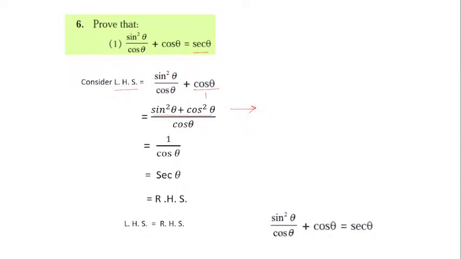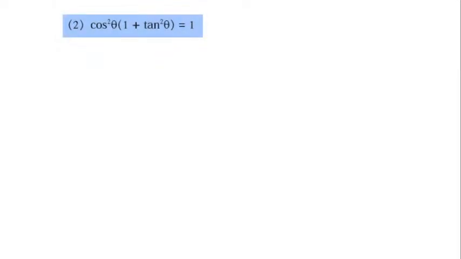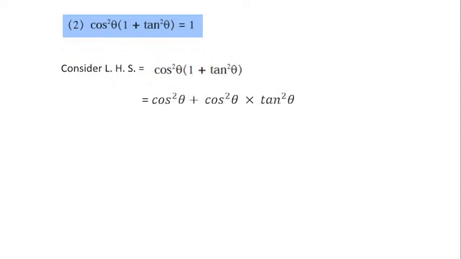So let's have the next question. Again, this is the question. We have to prove that cos square theta into bracket 1 plus tan square theta is equal to 1. So consider the left hand side again, because we cannot consider the right hand side, because in the right hand side we have only 1. So consider left hand side, cos square theta into bracket 1 plus tan square theta. Now here we have to multiply by cos square theta for both of the terms in the bracket. So cos square theta into 1, that's cos square theta, and cos square theta into tan square theta. So that is the second term. So we have got these two terms.